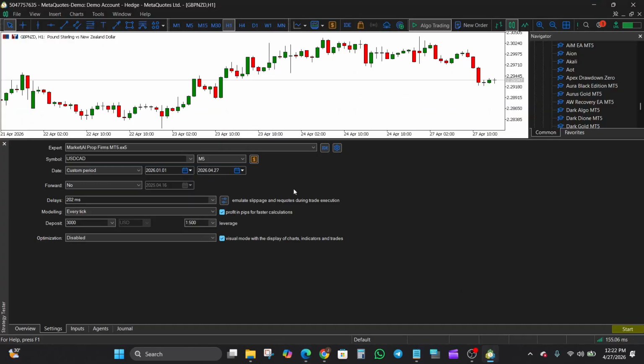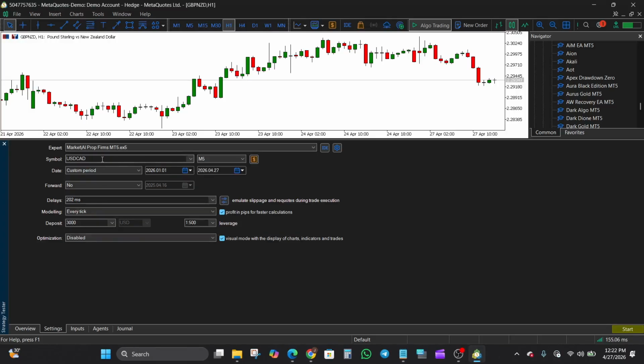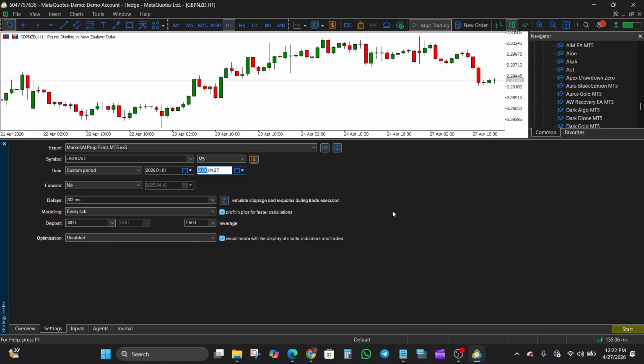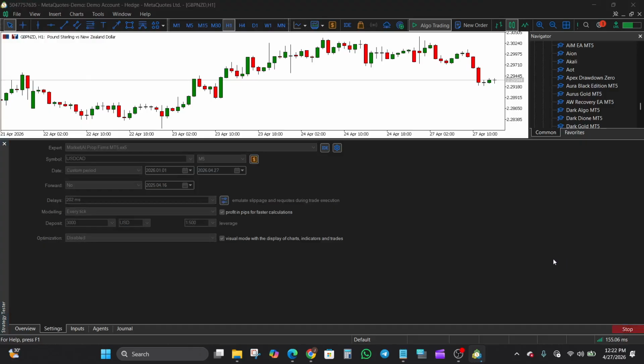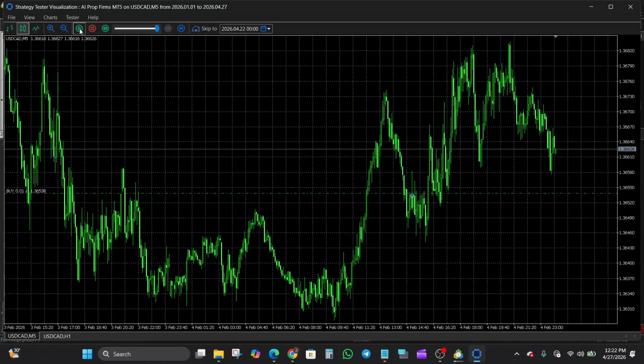All right. So here we are on the strategy tester. We select AI prop firms. We are using USD CAD, which is one of the recommended pairs, M5, one of the recommended time frames, and we are running the test from the start of the year up to recent data. All right, just to get a proper view across different market phases, including trending, ranging, and volatile conditions. Okay, so now let's just observe how the EA actually behaves in market environment.